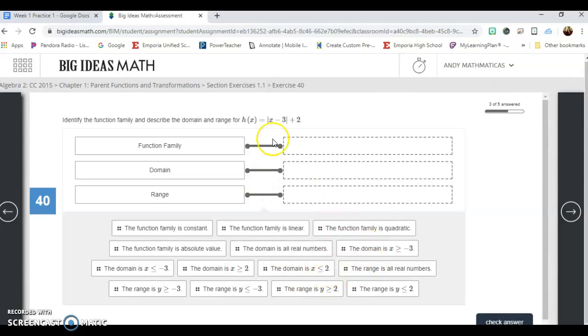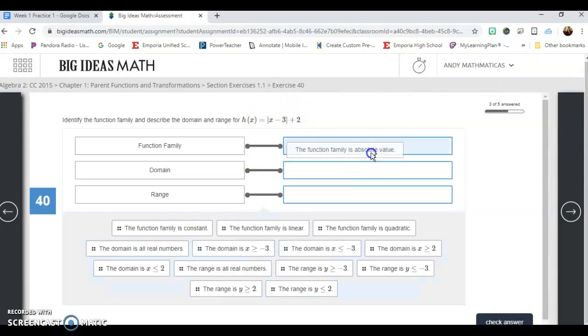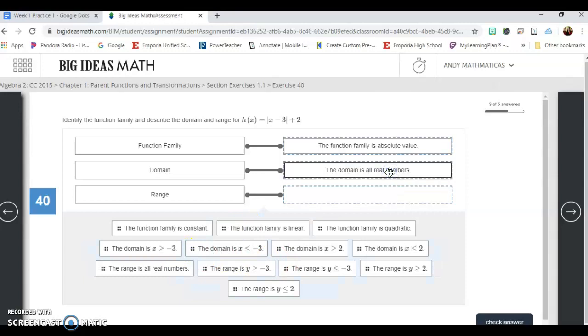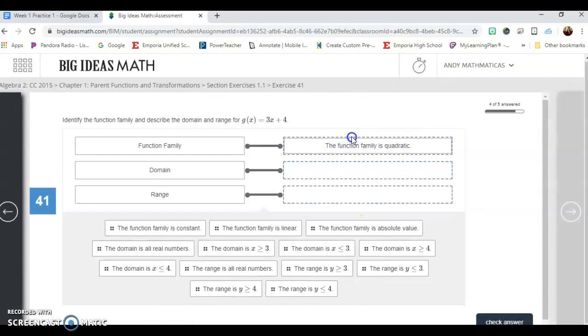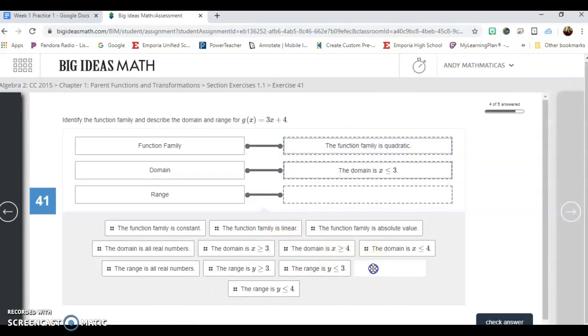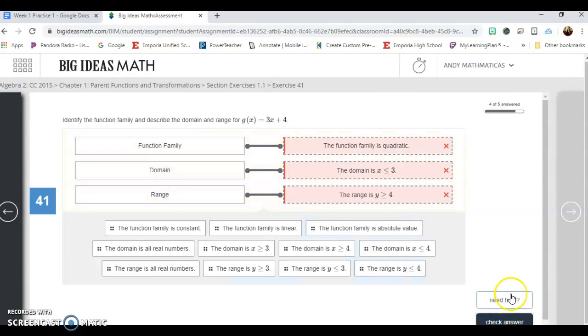Function family, okay, well, what is this function family? Okay, well, I've got the absolute value symbols there. The domain, I do not actually have to graph this to know that the domain will continue in both directions. So remember, whenever it says all real numbers, that's the same as the negative infinity to infinity. The range, I know that it's moved itself up to, and I know that it is facing upwards, so that's why I'm going to choose y is greater than or equal to 2, instead of less than or equal to 2. And I'm going to check my answers, okay? And then 41 would be completed the same way. I'm just going to put in some answers here, whether they're correct or incorrect, okay?